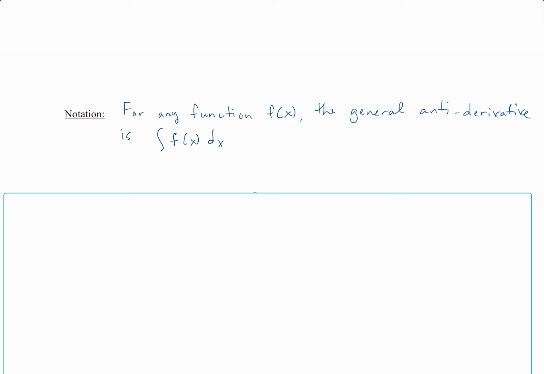We'll talk later about what that means, but you can sort of envision the elongated s and the dx as being almost like parentheses enclosing the f of x, but they're parentheses indicating that we're talking about the general antiderivative of little f of x. And as we just saw, that's going to be equal to an antiderivative of little f plus a constant.